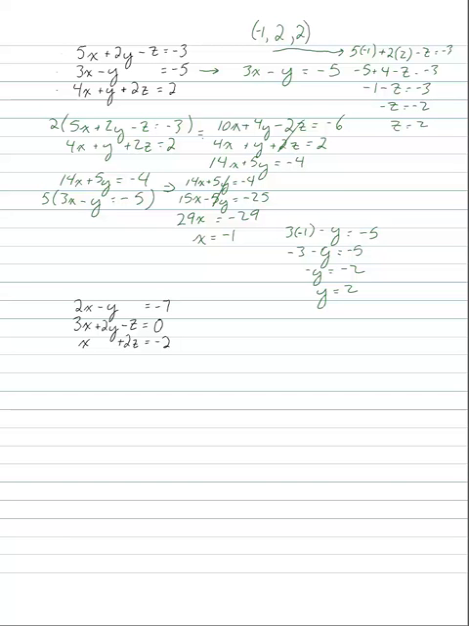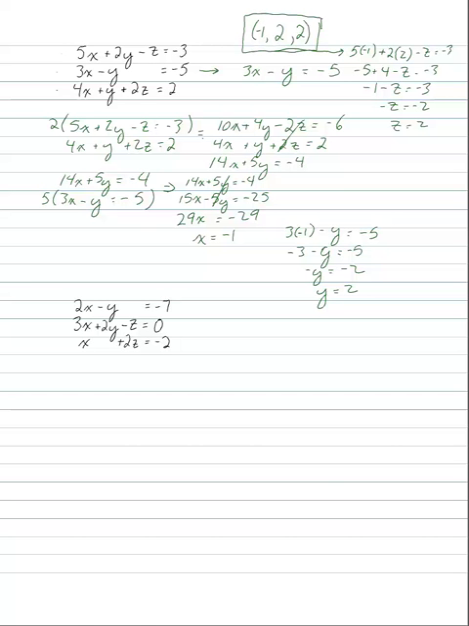Always check your work. Sub it into your other 2 equations to make sure it works. So let's see, 3 times negative 1 is negative 3, minus 2 is negative 5. 4 times negative 1 is negative 4, plus 2 would be negative 2, plus 4 would be positive 2. So this will work for all 3.